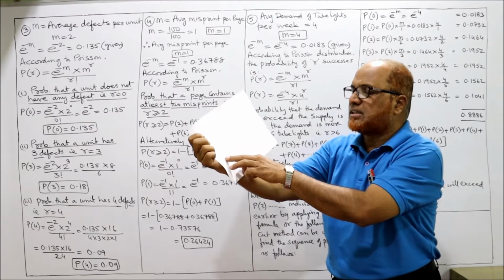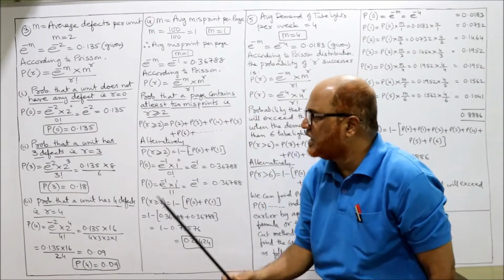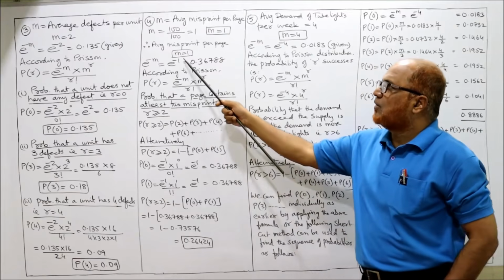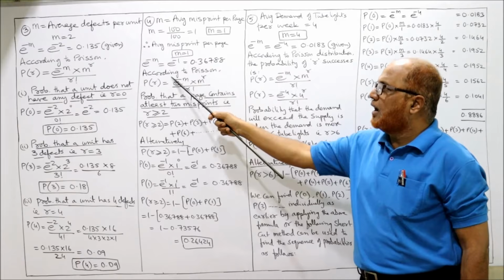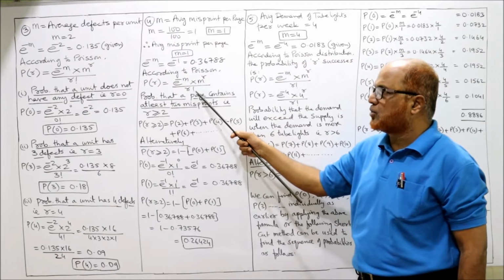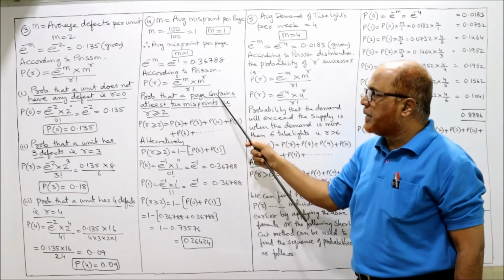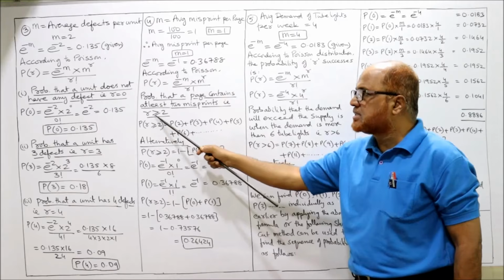You will have 0.36788. This is the value of e to the power of minus 1. This value we got from the table. According to Poisson, P of r is e to the power of minus m into m to the power of r by r factorial. Now the probability that a page contains at least 2 misprints, that is r is greater than or equal to 2.